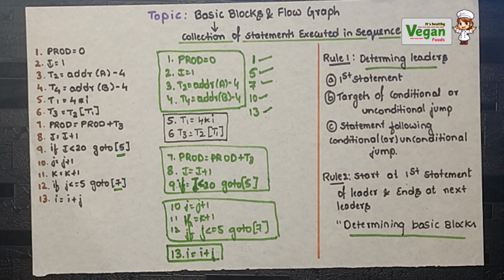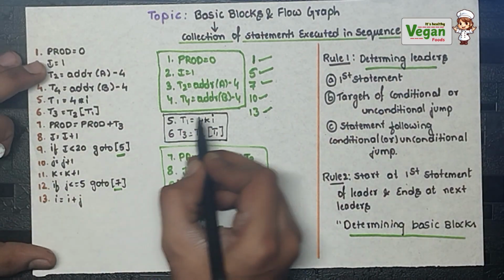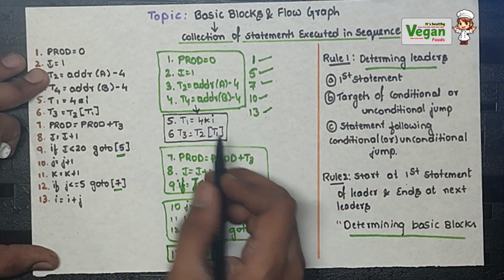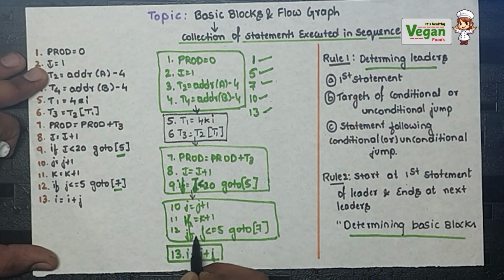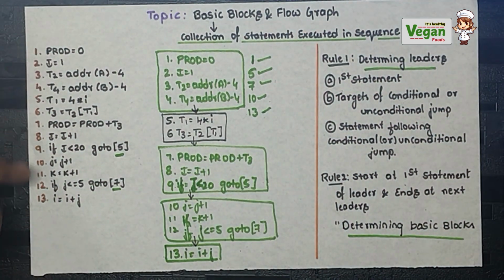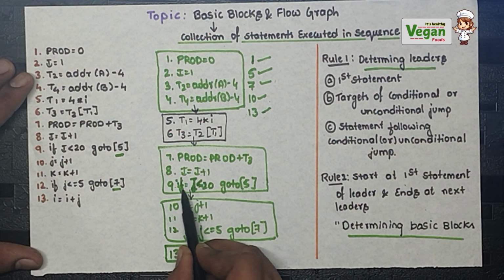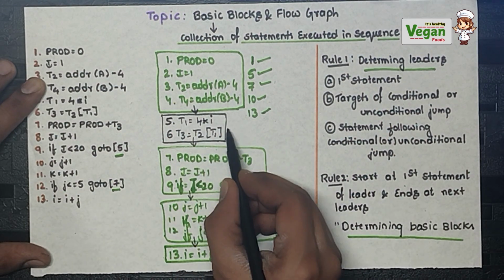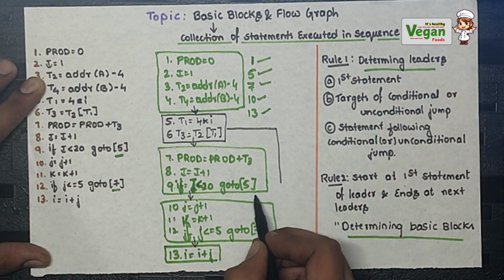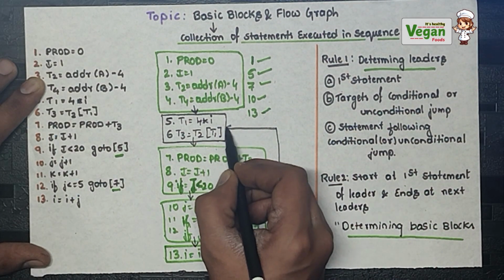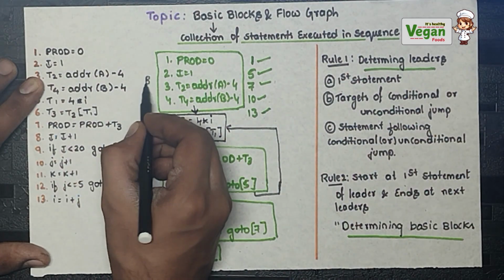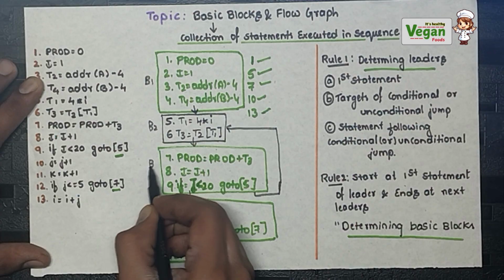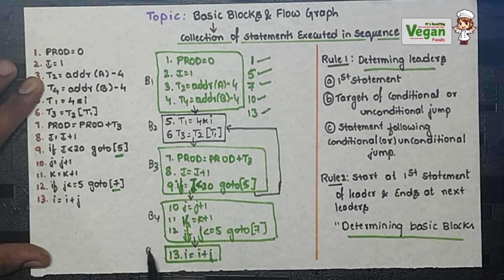Now let's connect the basic blocks so that it will form the flow graph. The flow will be like this. From the first block it will go to the second block, second to third, third to fourth, fourth to fifth. All will be executed in this sequence. Now if you see here, if I value less than 20, go to 5. Where is 5? 5 is in this basic block. So I must redirect from here to basic block 2. So this is basic block 1, basic block 2, basic block 3, basic block 4 and basic block 5.